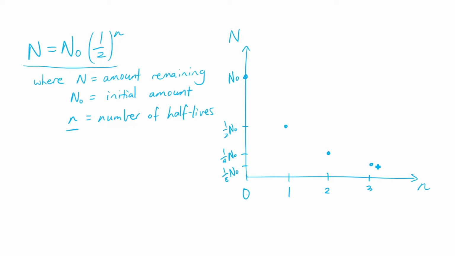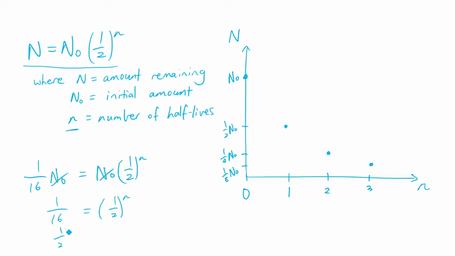If we were asked, say, how many half-lives does it take for 1/16 of the original amount to be remaining, and we were required to do some working, then we could go, okay, the amount remaining is 1/16 of the original, and then we could use the rest of the formula to try and work it out. So we've got n0 on both sides, so we can cancel that out. Then we've got 1/16 is equal to half to the n.